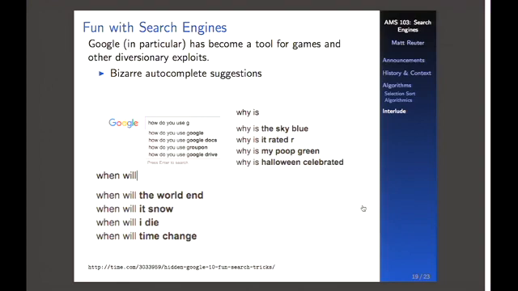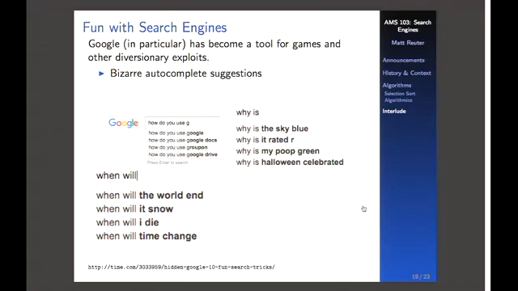So this morning when I typed it, why is, I don't know, in some recommended questions, why is the sky blue? I'm not entirely sure why these appeared in Google this morning, but this is what came up. Why is it rated R? I'm guessing that's referring to some movie, but I'm not entirely sure which one. Why is my poop green? It's a good question. Why is Halloween celebrated? Okay, what do you think are the odds you'll see that fourth one this time next week? Probably nil.